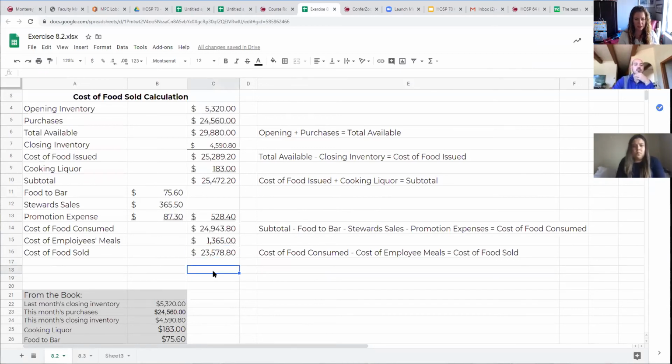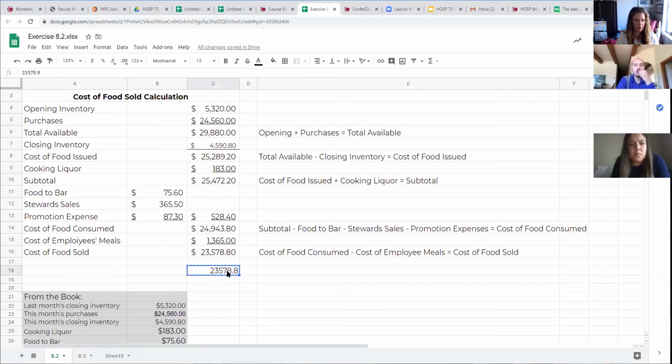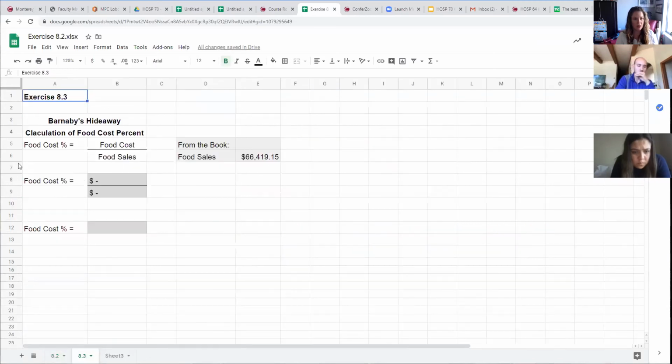I'm going to copy this down, 23,578.8, because in order to do 8.3, I need to know what my food cost is. So I'm going to go up here. So here's my food cost divided by my food sales.